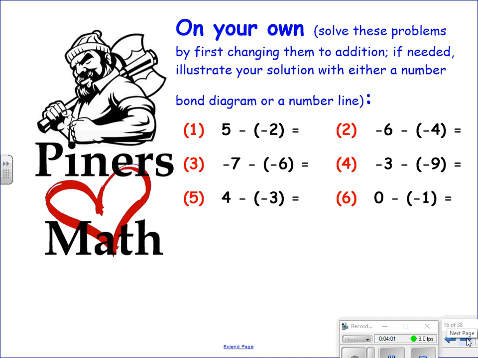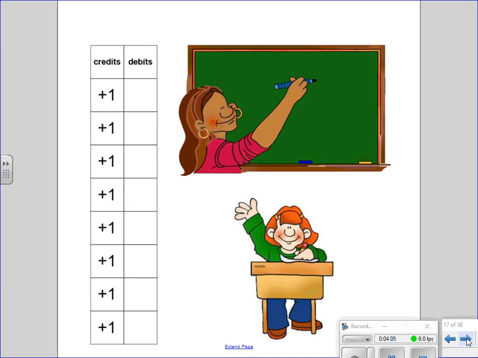Let's look at another practical example. Here's Sally again. Sally has 8 credits. She's doing great this day. But her teacher gets really upset with her for misbehaving. And again, her teacher gives her 2 options. She could take 5 of her credits away, or she could add 5 debits.